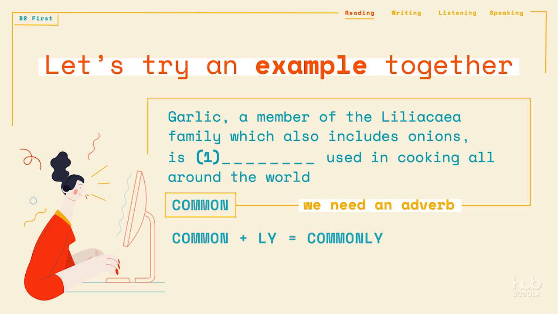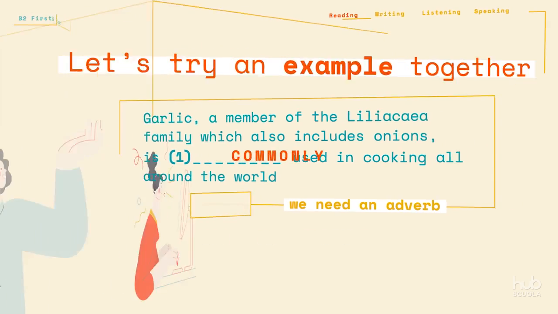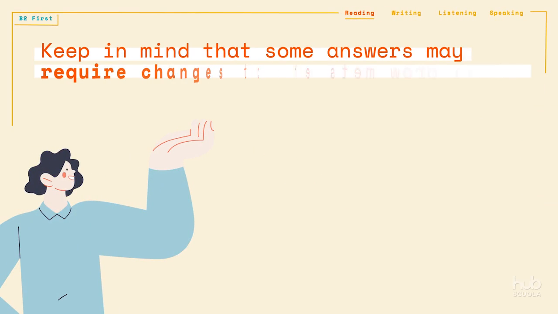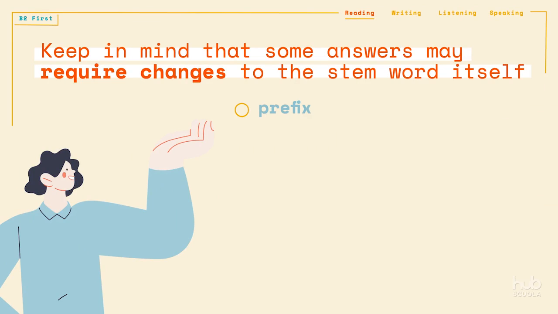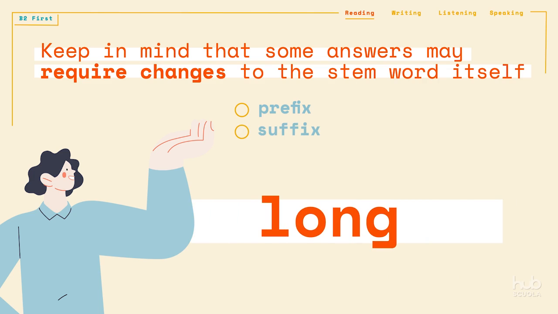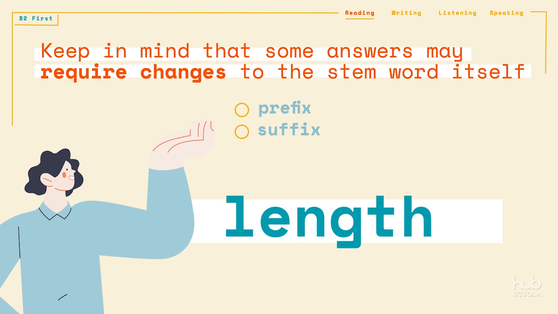Once you have the correct form of the word, write it in the corresponding text box on the answer sheet. Make sure you put only 1 letter in each box and use only capital letters. Keep in mind that some answers may require changes to the stem word itself, and not just the addition of a prefix or a suffix. For example, if you need to change the adjective long into a noun, you would need to transform the stem word into length.